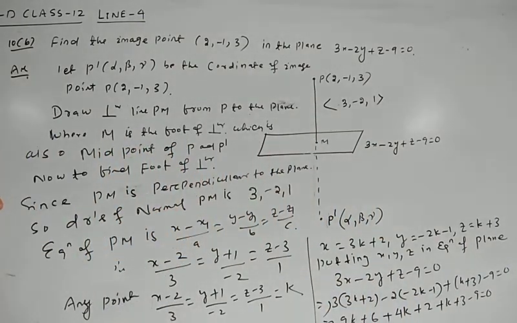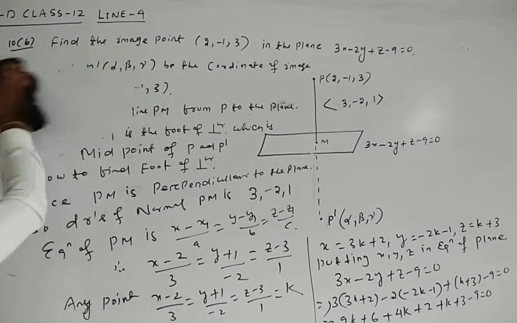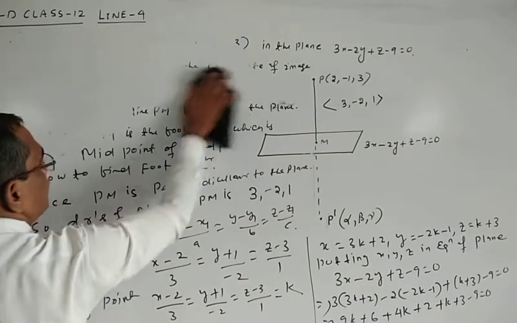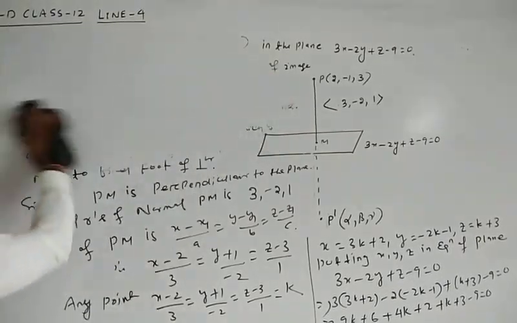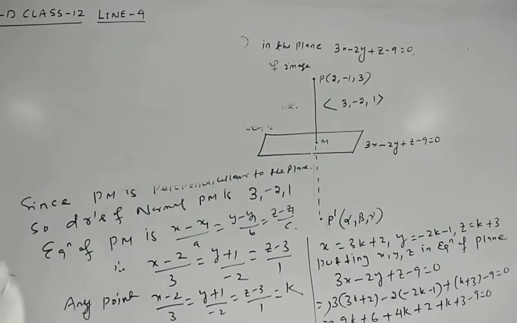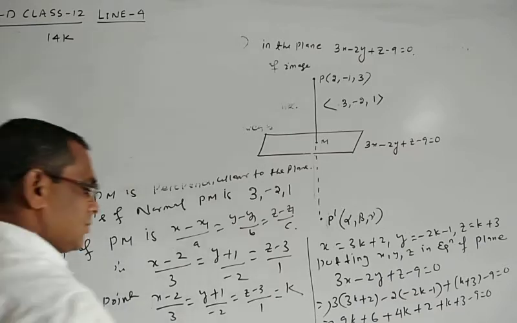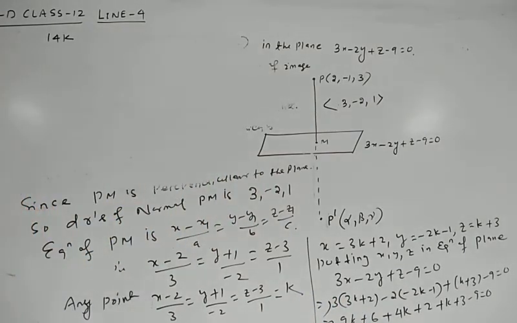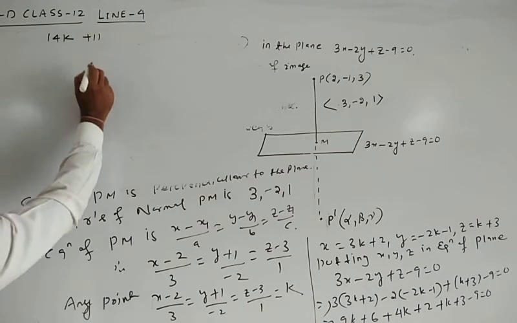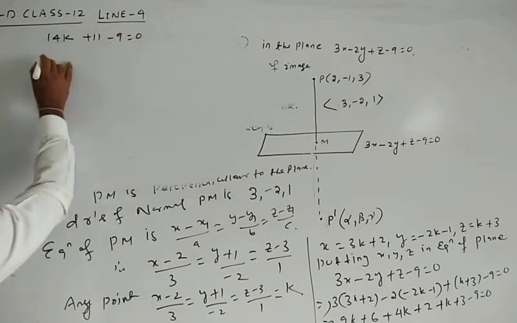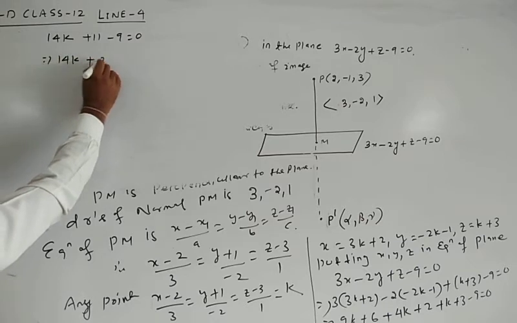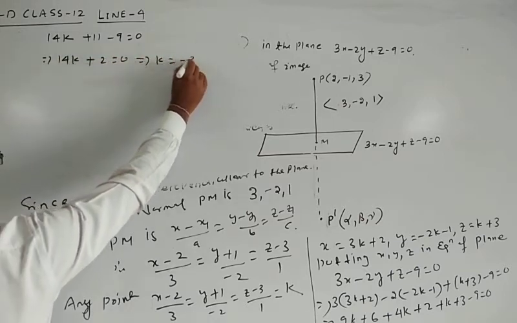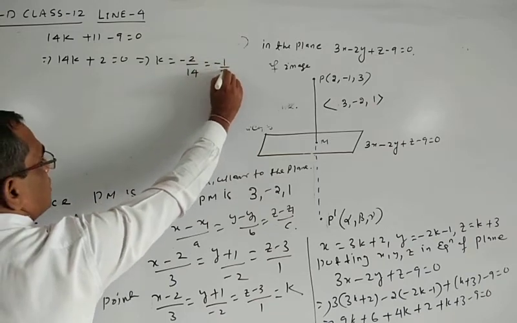That is 9k plus 4k plus k, 9 plus 4 is 13, plus 1 is 14k. So this is equal to 14k plus 6 plus 2 is 8, 8 plus 3 is 11, 11 minus 9 is equal to 0. That implies 14k plus 2 is equal to 0. So k is equal to minus 2 by 14, and this is equal to minus 1 by 7.